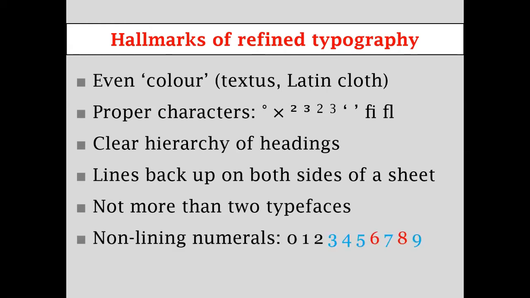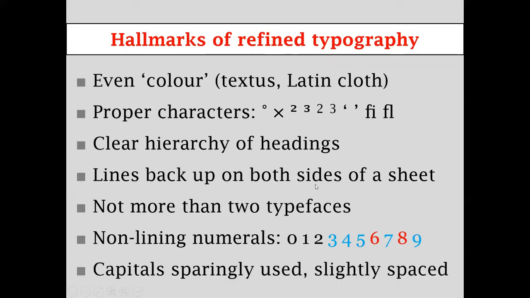Then in numbers, you have at least 3 kinds of numbers. So one is lining numbers, where they are like capital letters. Each number is of the same height, and typically they are used with all capitals, typically in headings. Whereas in the running text, good typography favors non-lining numerals. So some numbers go below the baseline, some numbers go up, because they blend better with lowercase letters. That's the idea. If you use capitals, then also you need to space them out.